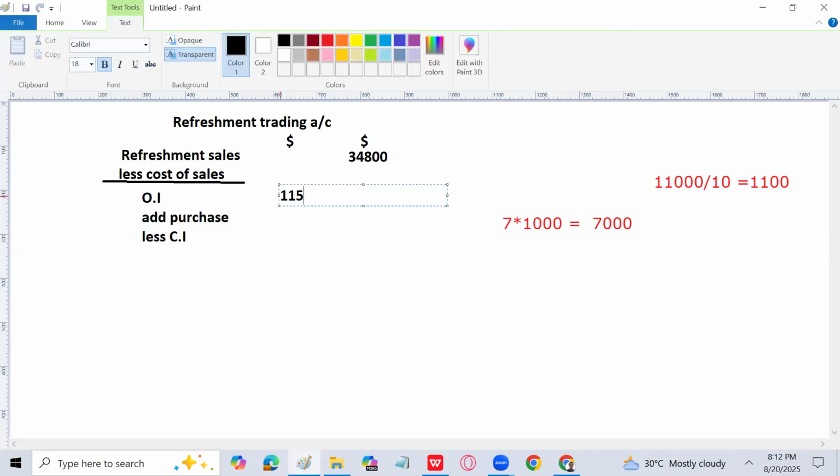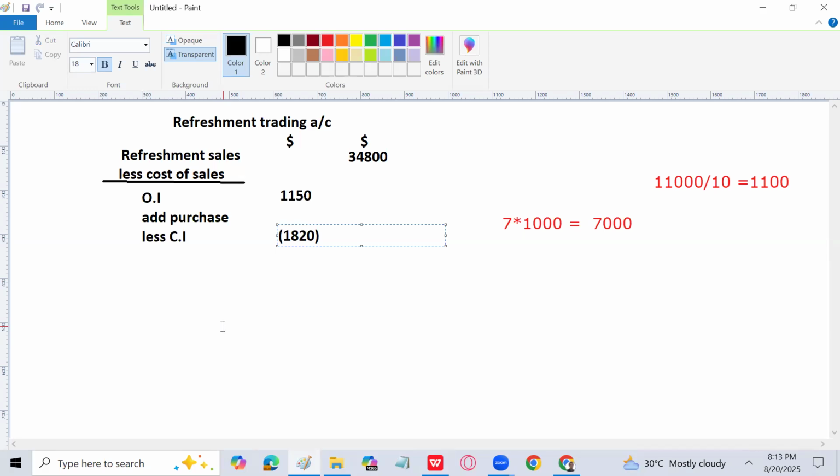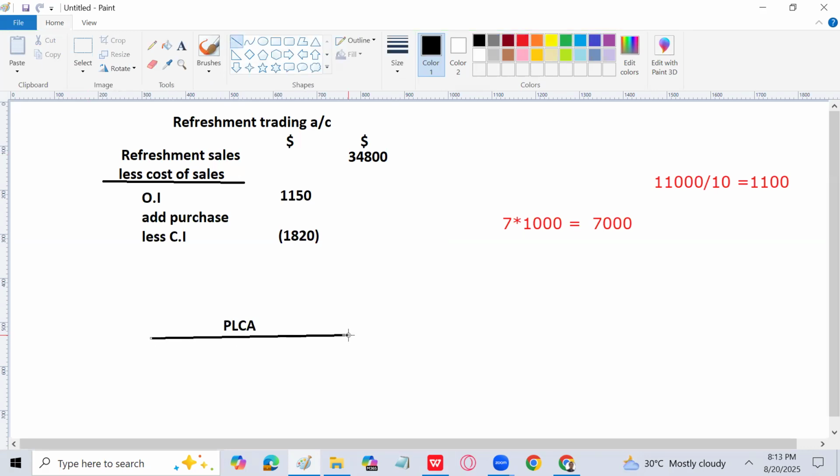So 1150 is the opening inventory and the closing inventory is 1820. Now the problem is that I have to find purchases. In order to find purchases, I have to prepare the purchase ledger control account, PLCA, to find total credit purchases. We are habitual of doing this while attempting incomplete records. But remember this, that in a non-profit organization, we used to sell things or goods or whatever for cash. We sell for cash, but we purchase the goods or supplies on credit. So normally SLCA is not supposed to be prepared in an NPO. We prepare only the PLCA.